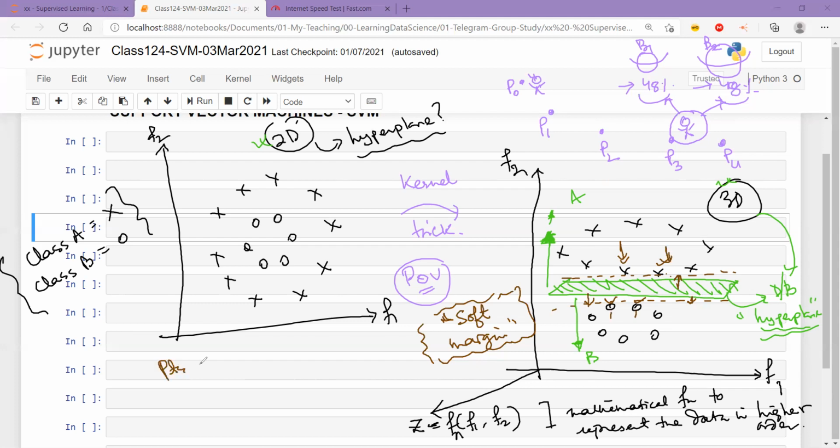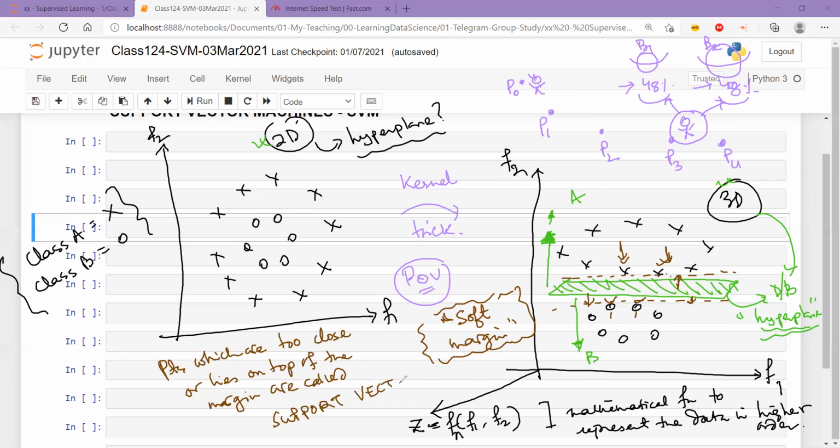The points which are too close or lie on top of the margin are also called support vectors. These are known as support vectors. I'm going to give them one more name. They are going to be my references, or they are going to be my friends.